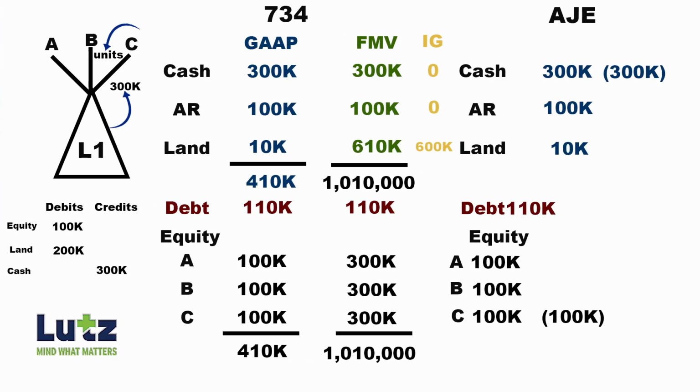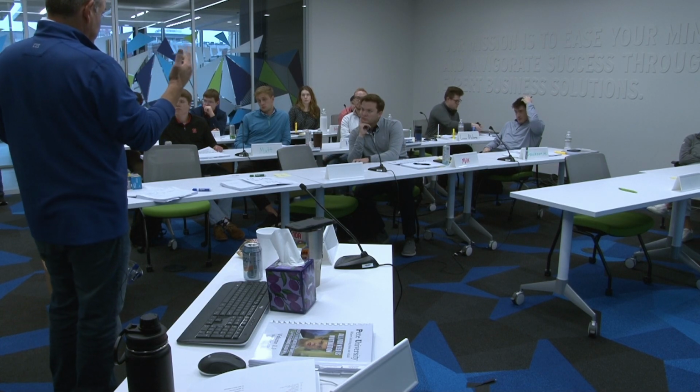So a 743, and I'm going to take this a bit further to refine this. In my mind, 754 is basically saying what? You have the opportunity to step up the basis of the assets of the company. 734 says, well, when you have a partner to partnership transaction, if you have the wherewithal to think in debits and credits, 734 is way easier to wrap your mind around overall.